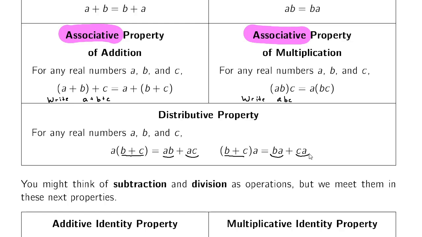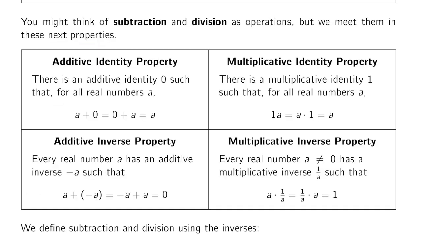Okay, I mentioned you might be thinking of some more operations. You might be thinking of subtraction and division as if they were operations. But it turns out we don't really need those as separate properties because the real numbers also have the nice properties of identity and inverse. The additive identity property just says that there's a number that does what 0 does. Right? So there's a number that when we add it, it doesn't do anything. The multiplicative identity property says that there's a number that does what 1 does. There's a number that when we multiply it by it, it doesn't do anything.